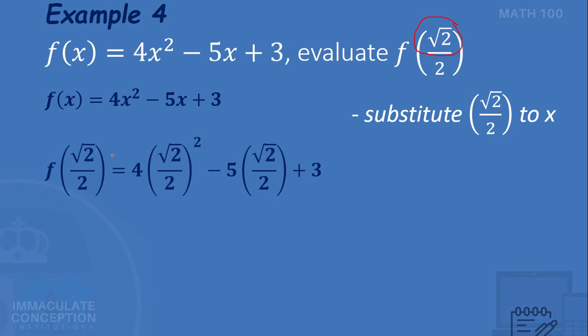So we have f of square root of 2 over 2 equals 4 times square root of 2 over 2 to the second power minus 5 times square root of 2 over 2 plus 3. Again, we will apply PEMDAS, so we will evaluate first the operation with an exponent.